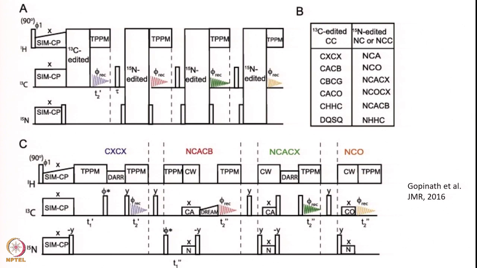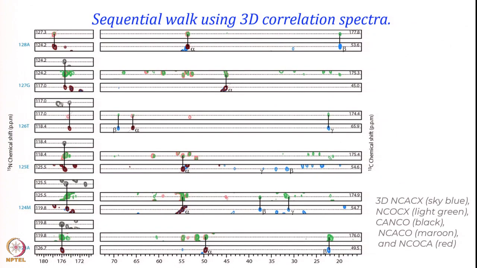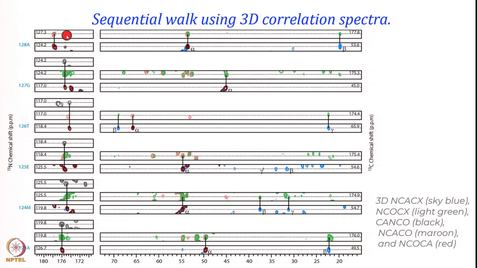Attempted to cut drastically the acquisition time and facilitate resonance assignments in the shortest possible time. Now, if we record this whole series of experiments, you can take strips and sequentially work from C alpha to C beta, C beta to C gamma, using various experiments like NCACX, NCOCX, CANCO, and so on. You can see them in different colors. Similarly to liquid state, you can use this strip for resonance assignment.